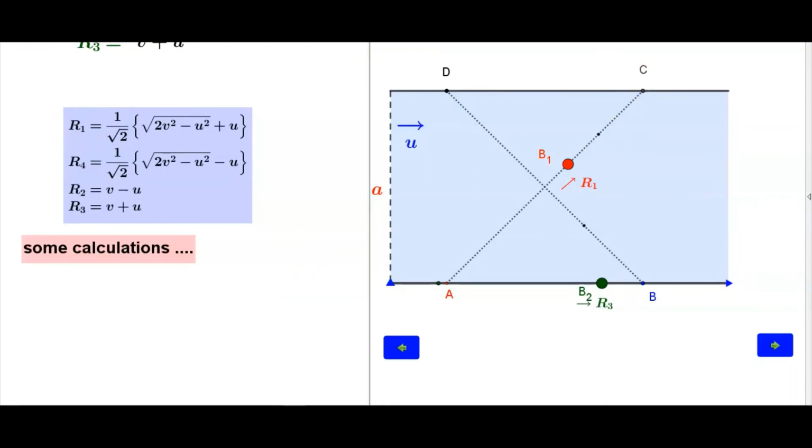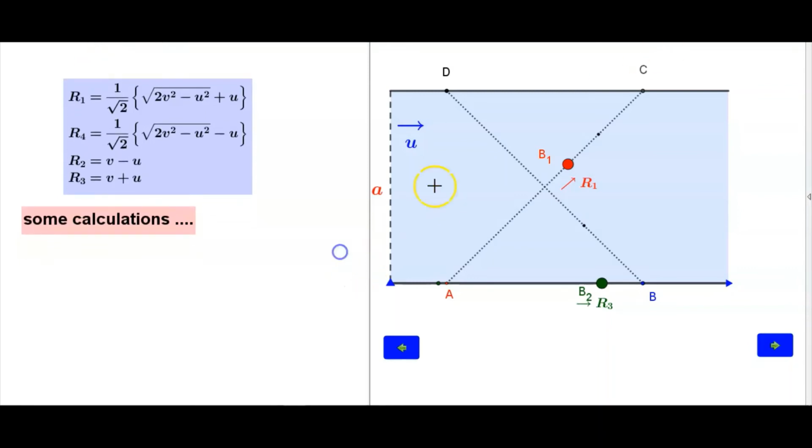Now, we do some calculation. That is R2 minus R3. R2 is B minus U, R3 is B plus U. Therefore, R2 minus R3 is equal to B minus U minus B minus U. B and B cancel. Therefore, R2 minus R3 is equal to minus 2U.